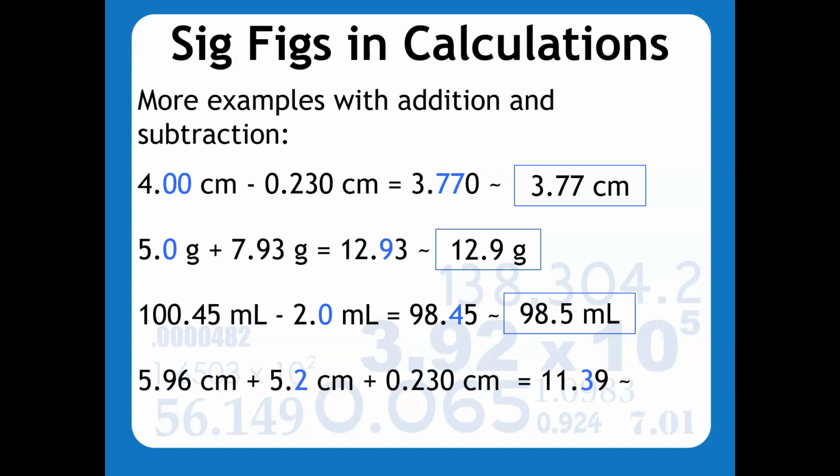In this one, we are adding multiple numbers, but you still handle it the same exact way. The first one has two decimal places to the right, the second one has one decimal place to the right, and the third one has three decimal places to the right. So that means your answer should only have one decimal place to the right because that's the least, and therefore it should be 11.4 centimeters.